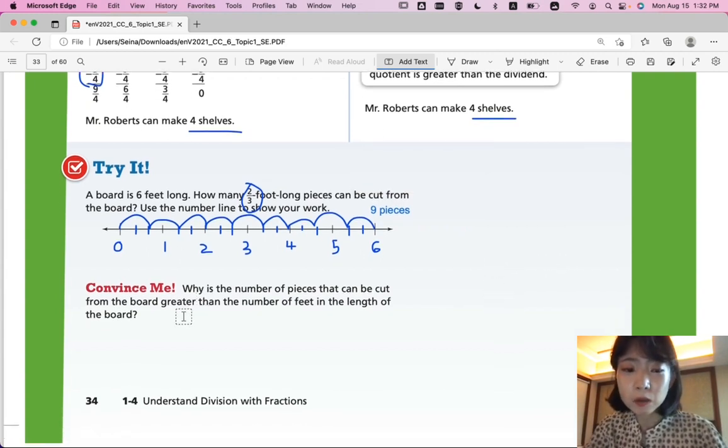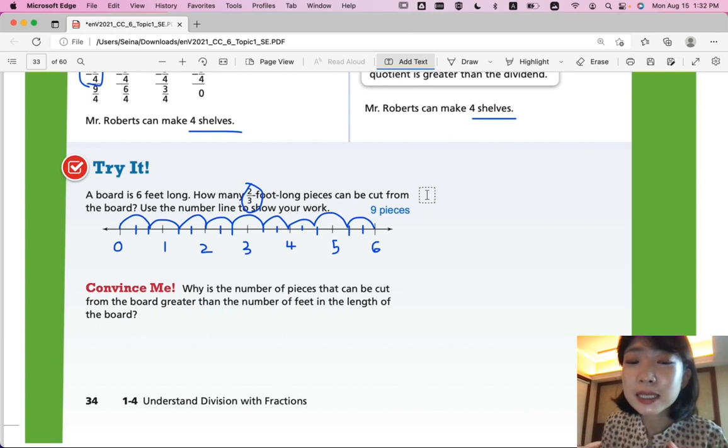Convince me, why is the number of pieces that can be cut from the board greater than the number of feet in the length of the board? Why is 9 your answer, a bigger number than the number of feet in the length of the board? Your board is only 6 feet long. Why is your answer 9, which is greater?